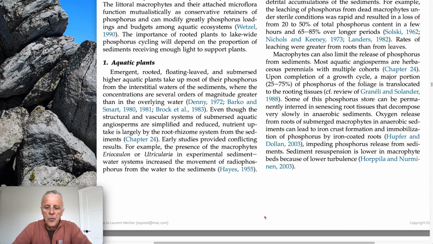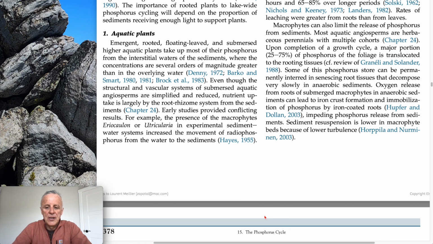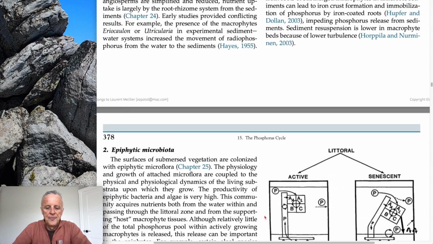Oxygen release from roots of submerged macrophytes in anaerobic sediments can lead to iron cross formation and immobilization of phosphorus by iron-coated roots, impeding phosphorus release from sediments. Sediment resuspension is lower in macrophyte beds because of lower turbulence.